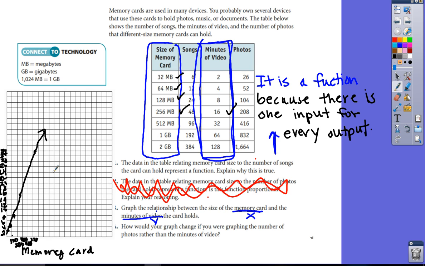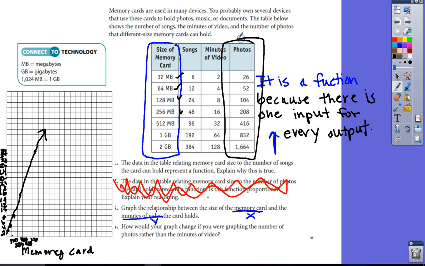All right, next one. So this is going to be number 3 on your paper. How would your graph change if you were graphing the number of photos rather than the minutes of video? So instead of graphing the minutes of video, I'm going to erase that. We're going to pretend like we graphed our photos. So if we look at that, we've got 26, 52, 104, 208, 416, 832, and 1,664.